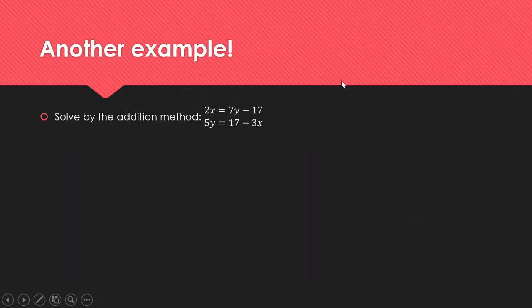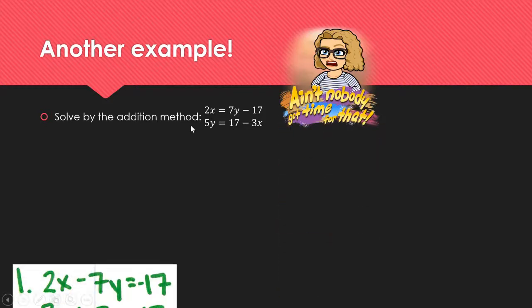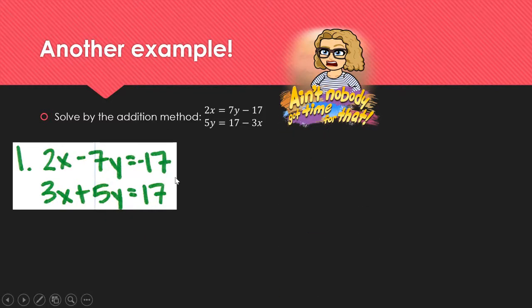Cool. So this one says solve by the addition method. 2x equals 7y minus 17. 5y equals 17 minus 3x. So this one is not lined up. So we need to fix that. We're going to subtract this 7y. We're going to add that 3x. And we get that. And then we're ready to multiply.